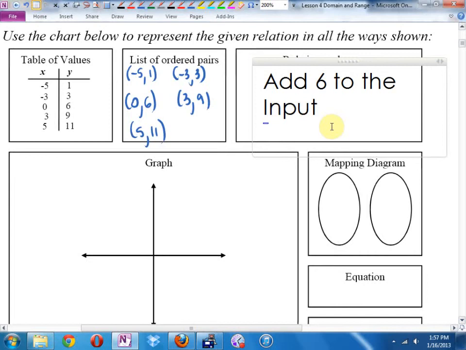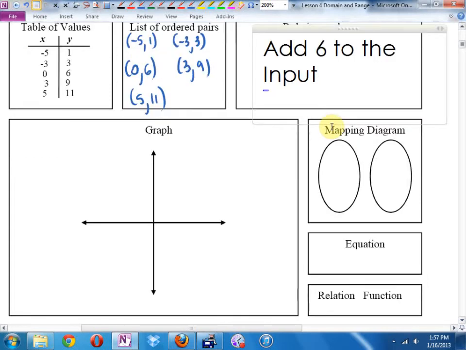What would the graph look like? Now, we're going to have to do kind of a rough sketch here. I didn't give you proper graph paper. So let's see here.